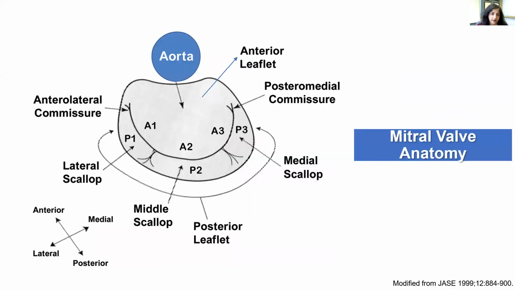So this is what mitral valve anatomy is. There are 2 leaflets, the larger being the anterior, the smaller the posterior. Both have 3 scallops that have a coaptation length and depth associated with them. And there's the anterolateral commissure and the posteromedial commissure.